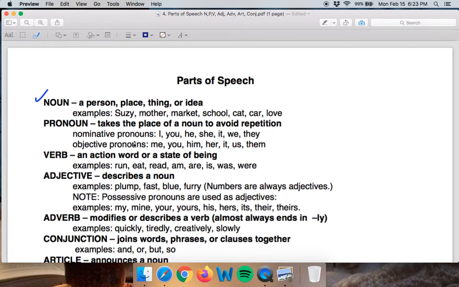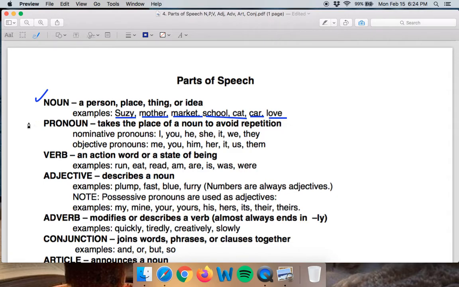Now, look at some of these examples. People, places, or things. Susie is a person, right? So that's a noun. Mother is a person. So mother is a noun. Market is a place, or it's a thing. So that's a noun, right? School is a place, or it's a thing. So that's a noun. A cat is a thing, or a person, maybe. So that's a noun. A car is a thing. So that's a noun. Love is a thing. It's a feeling, right? So it's a noun. So nouns are people, places, or things.